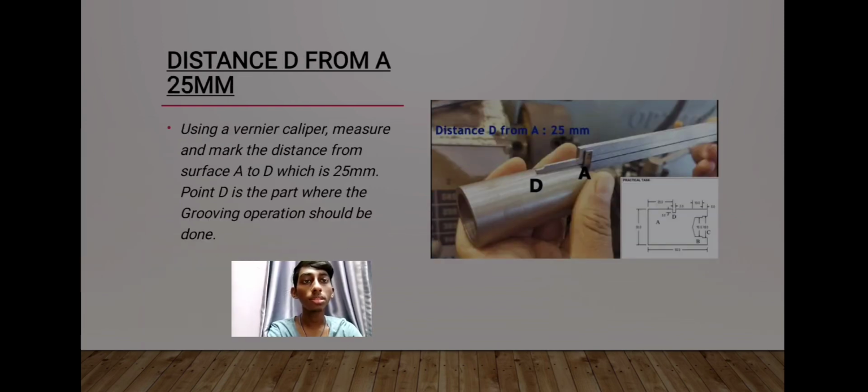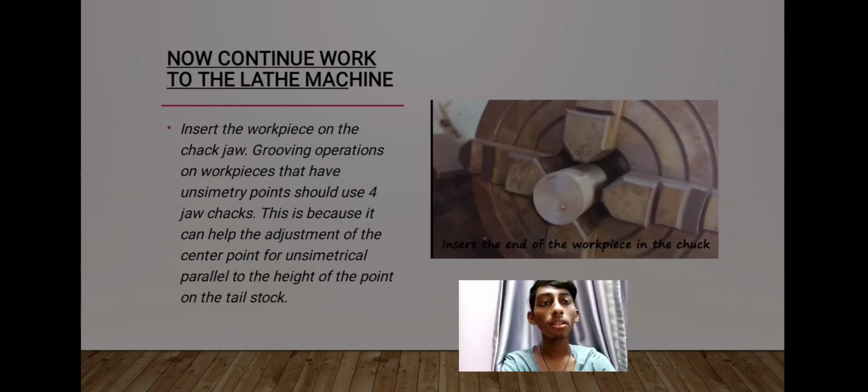Next, distance D from A 25 mm. Okay, using a vernier caliper, measure and mark the distance from surface A to D, which is 25 mm. Okay, point D is the part where the grooving operation should be done. Then now continue work to the lathe machine.